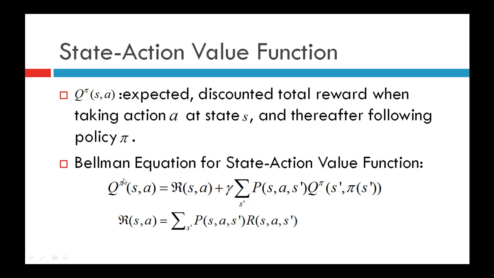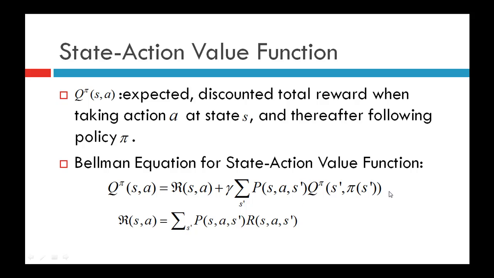Every state action value function or the state value function satisfies the Bellman equation. So the Bellman equation for state action value function is defined as q pi(s, a) is R(s, a), where R is some reward function, plus gamma, which is a discount factor, times the sum over all s prime of P^a_{s s'} times q pi(s', pi(s')), where pi(s') is again the action that agent takes in state s prime.